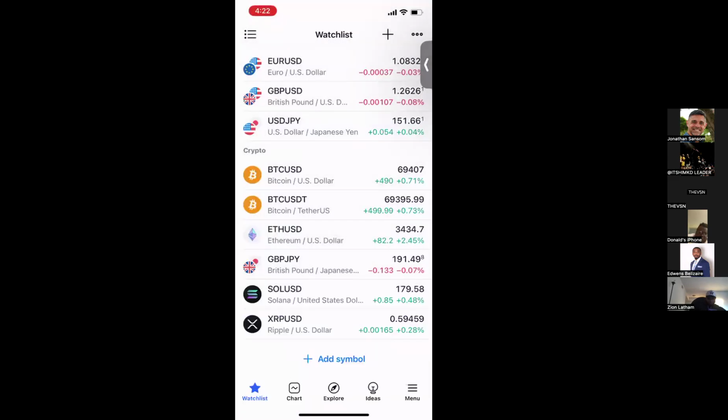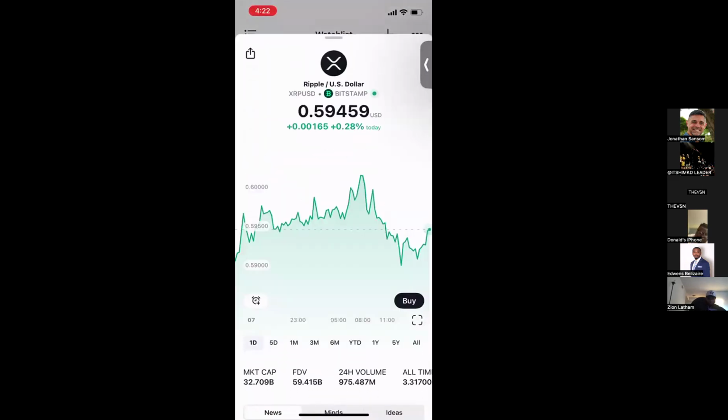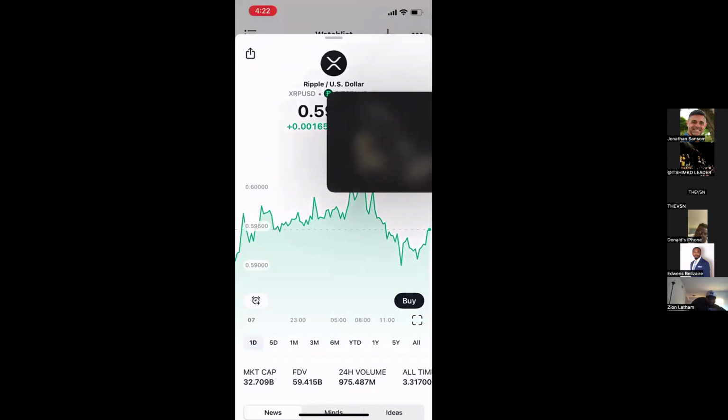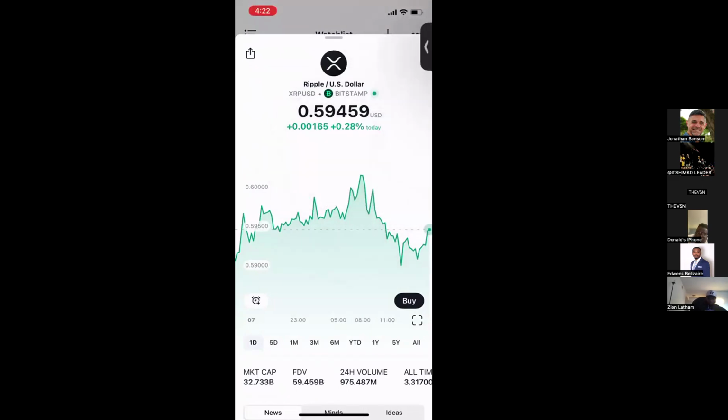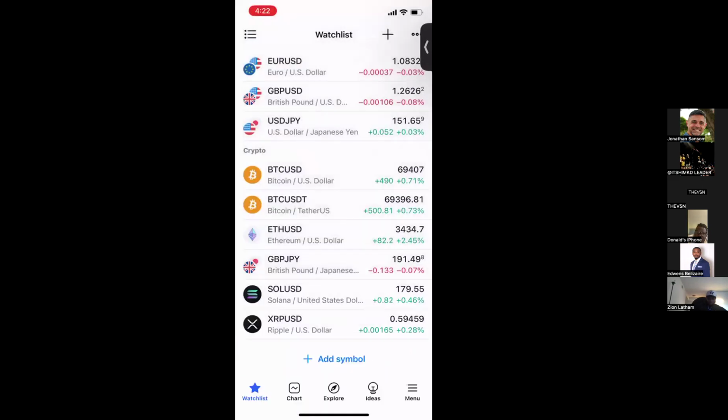Okay. The next thing that we're going to do, we're going to add XRP. And we're going to add the BitSmart XRP. Okay. Now, when we download these things, drop a 101 in the chat box when you guys have it already in your chart right here. Okay.